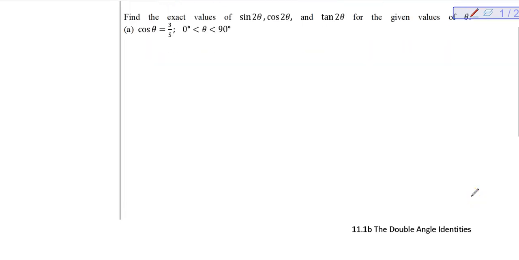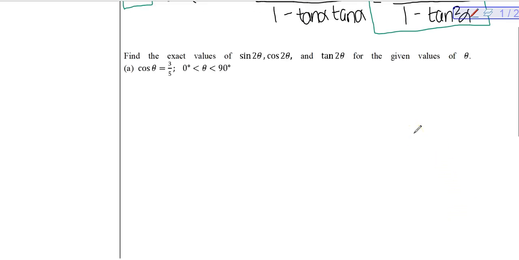We can do it. So here we have problems that will be similar to the problems you see tomorrow. Please follow the instructions and read carefully. It says find the exact values, you hear that? Exact, of the sine of 2 theta, or double theta, the cosine of double theta, and the tangent of double theta for the given values of theta. And I'm going to give you 1 theta. The cosine of theta is 3/5. And condition, theta is in quadrant 1.